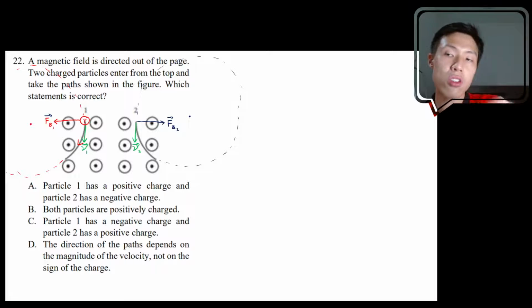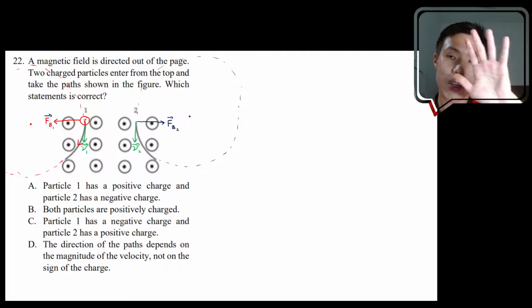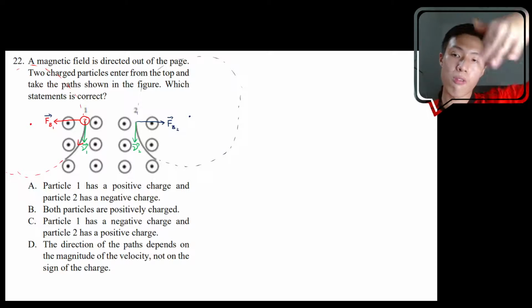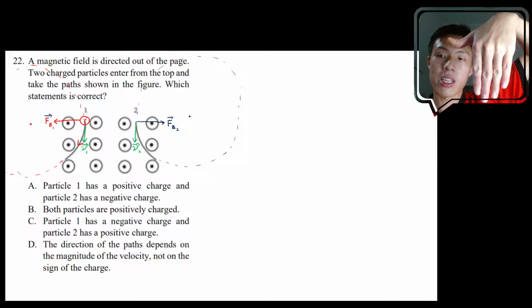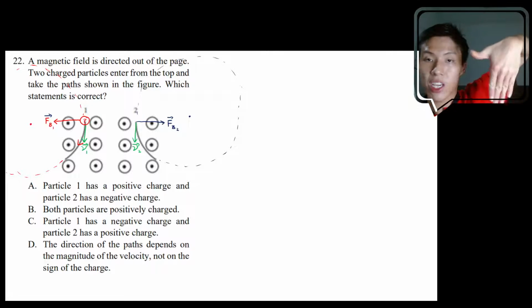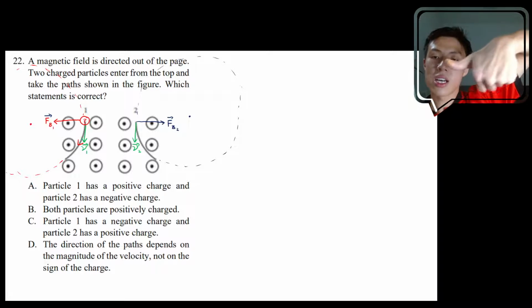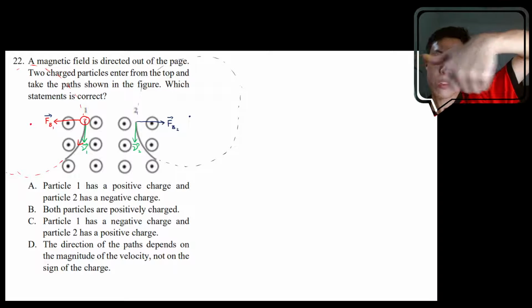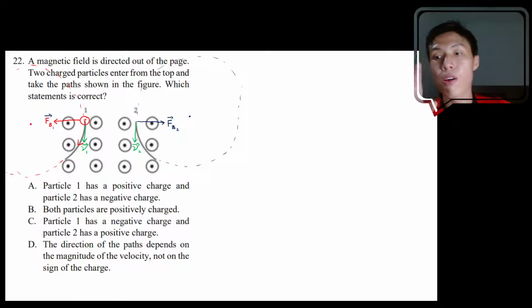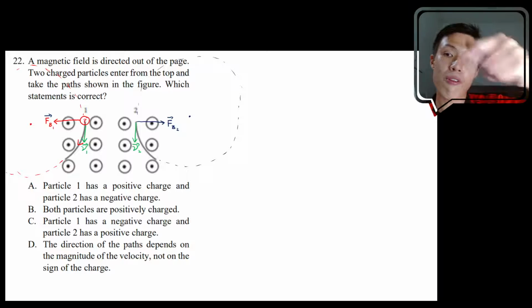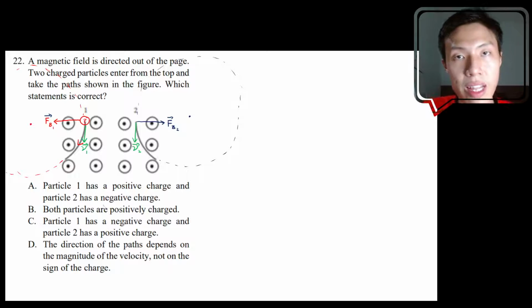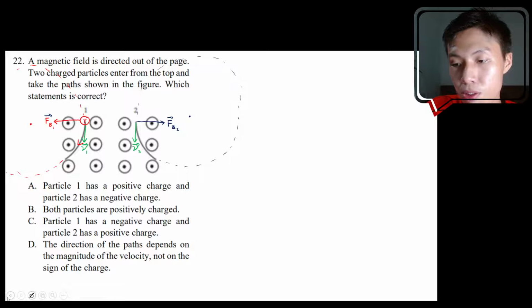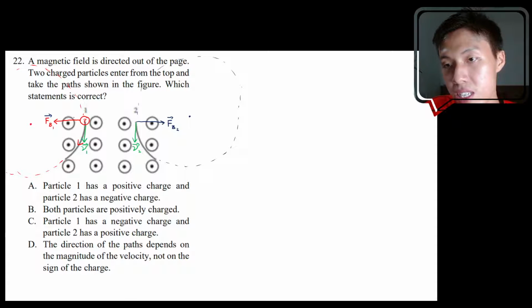If you use your right hand palm rule on particle 1 over here, your fingers should be pointing downwards, then your magnetic field should be pointing out of the page. Mine is pointing out of the page, fingers pointing downwards, then my thumb is pointing to the left. And my force in the diagram is also pointing to the left for particle 1. So that means my direction of magnetic force follows the direction of my thumb. So if it follows the direction of my thumb, then this is a positive charge.